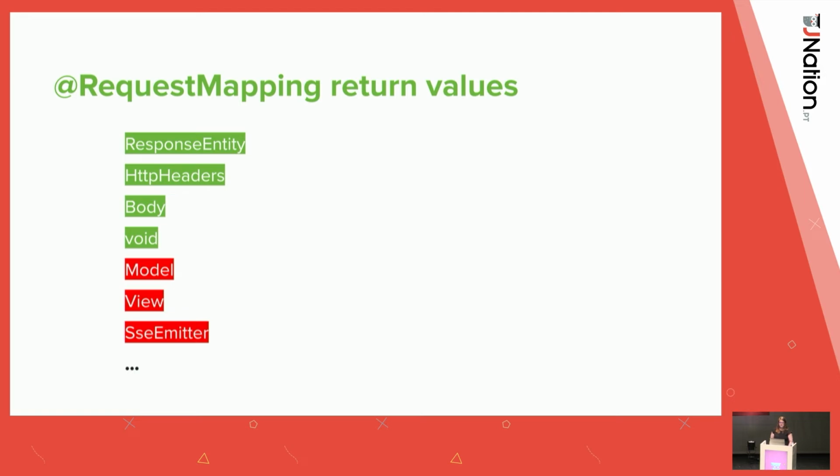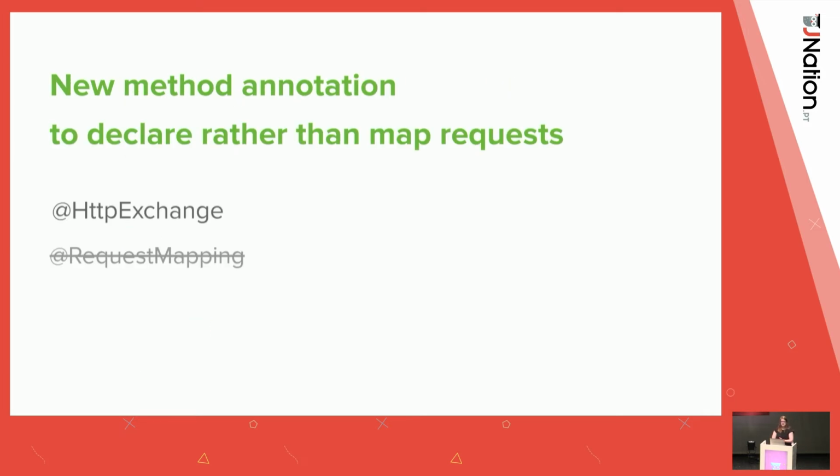Similarly, with the return values that we have. So some of them can be used for both client and server, but some others, such as model or view or SSE emitter, would not make any sense for us on the client side. So we decided that instead of keeping request mapping also on the client side, we would introduce a new annotation called HTTP exchange. And we would use only a subset of parameter annotations that we would support on this side.